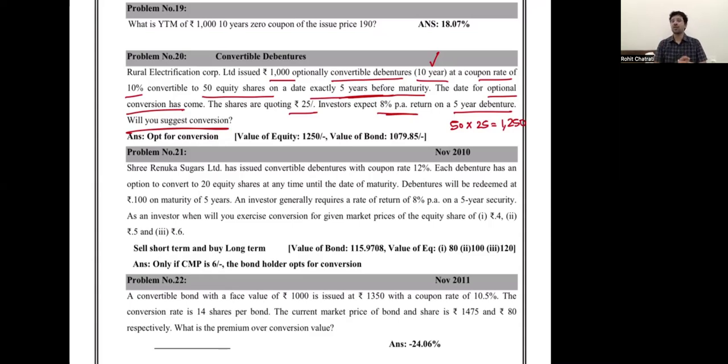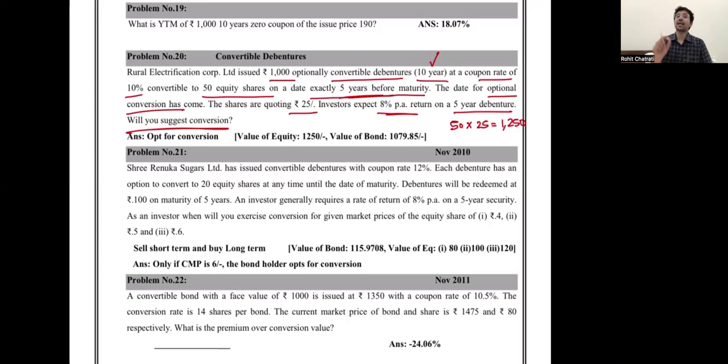If I don't convert the bond, I'm going to receive coupon for the next 5 years, and I will be receiving redemption value at the end of fifth year. Remember, the bond was issued for a period of 10 years. 5 years have passed by, and therefore what is left is 5 years of coupon and redemption value, which is going to be received 5 years from today.